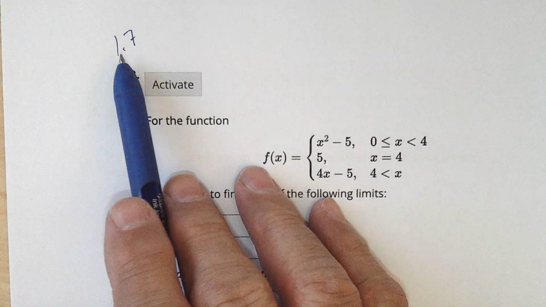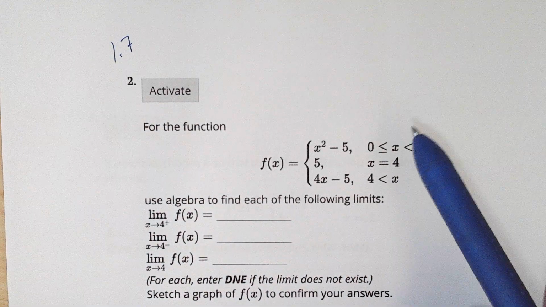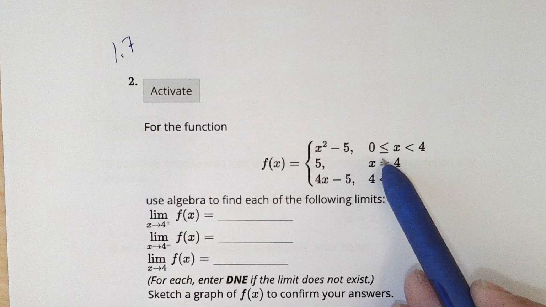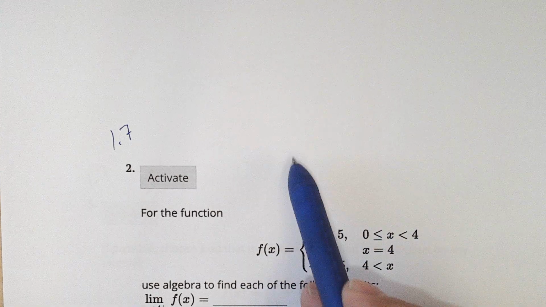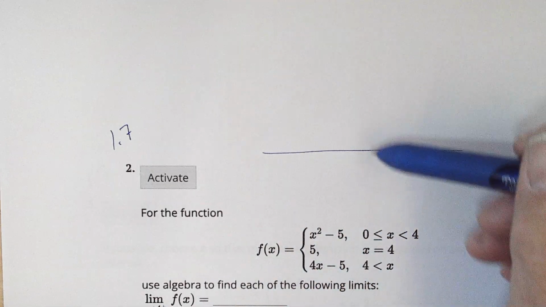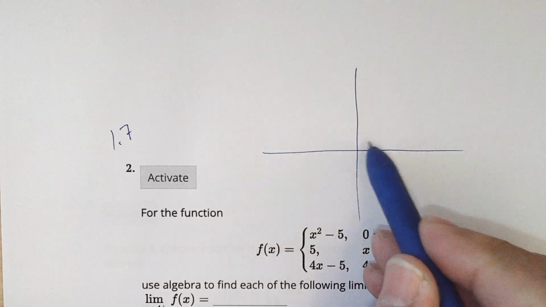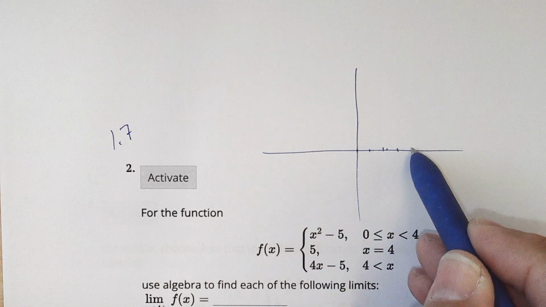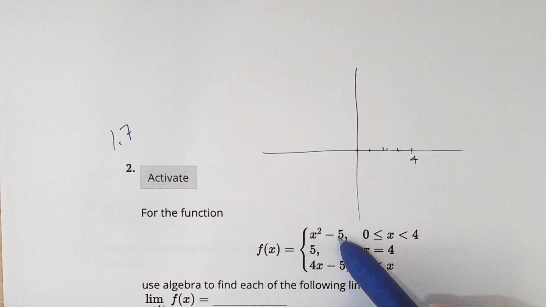Okay, chapter 1, section 7, problem number 2 was asked about. So let's take a look at this graph so we know what we're talking about here. So it says from 0 to 4, it's x squared minus 5.